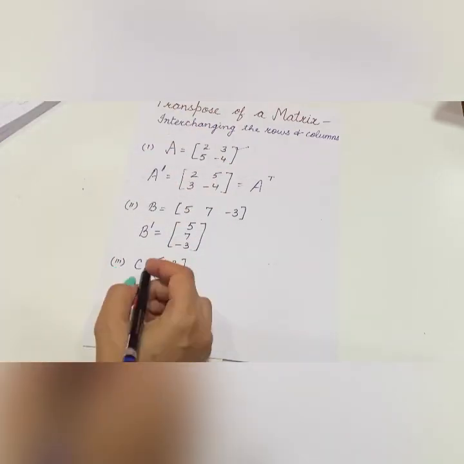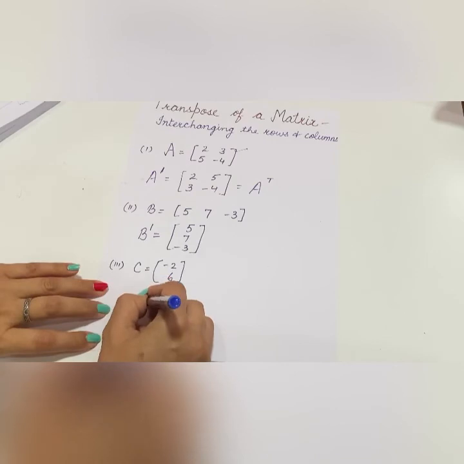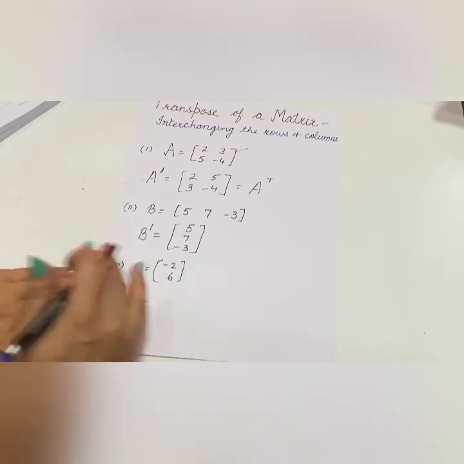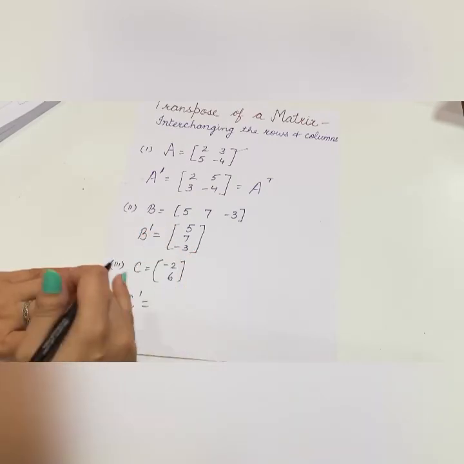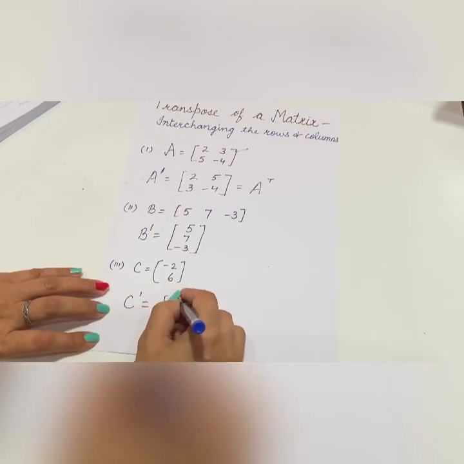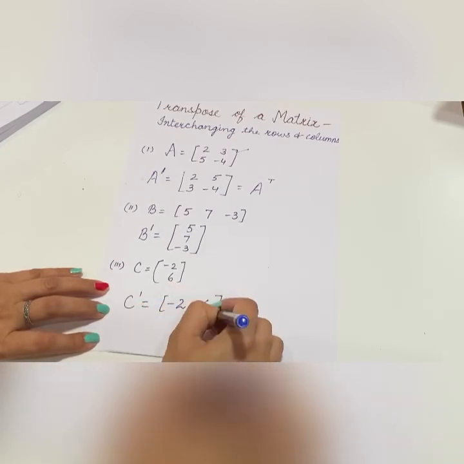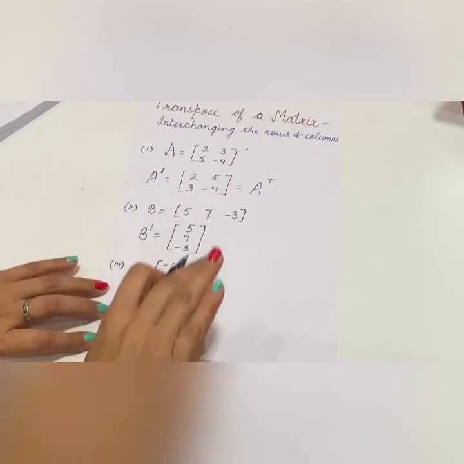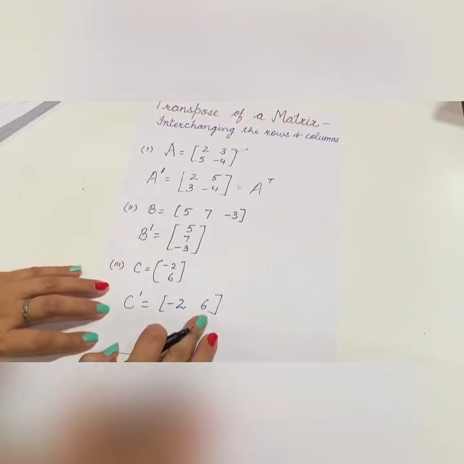Now how are you going to write the C transpose? C is minus 2 and 6. It has one column. This one column will become the one row. So C transpose is, this column is converted into a row. It is minus 2 and 6.